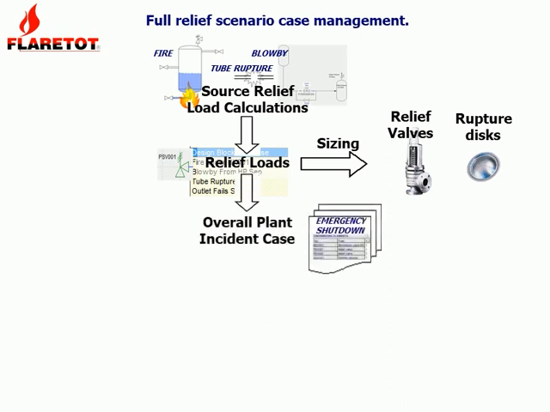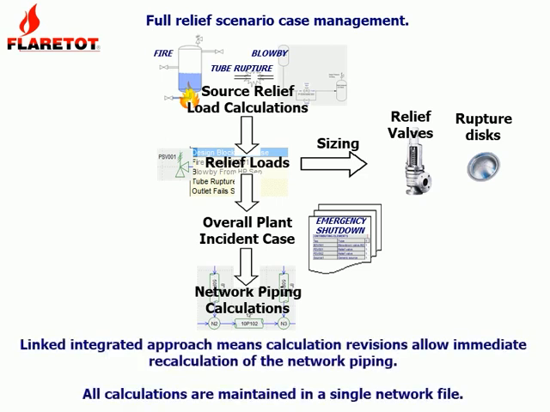Source relief loads are mapped to plant incident cases by the case manager. Using this mapping, the flare piping can be sized for each plant incident case. This linked approach ensures that the effect of revisions to relief load calculations can be evaluated immediately. The dependent linked device sizing and network hydraulics are all maintained in a single network file.